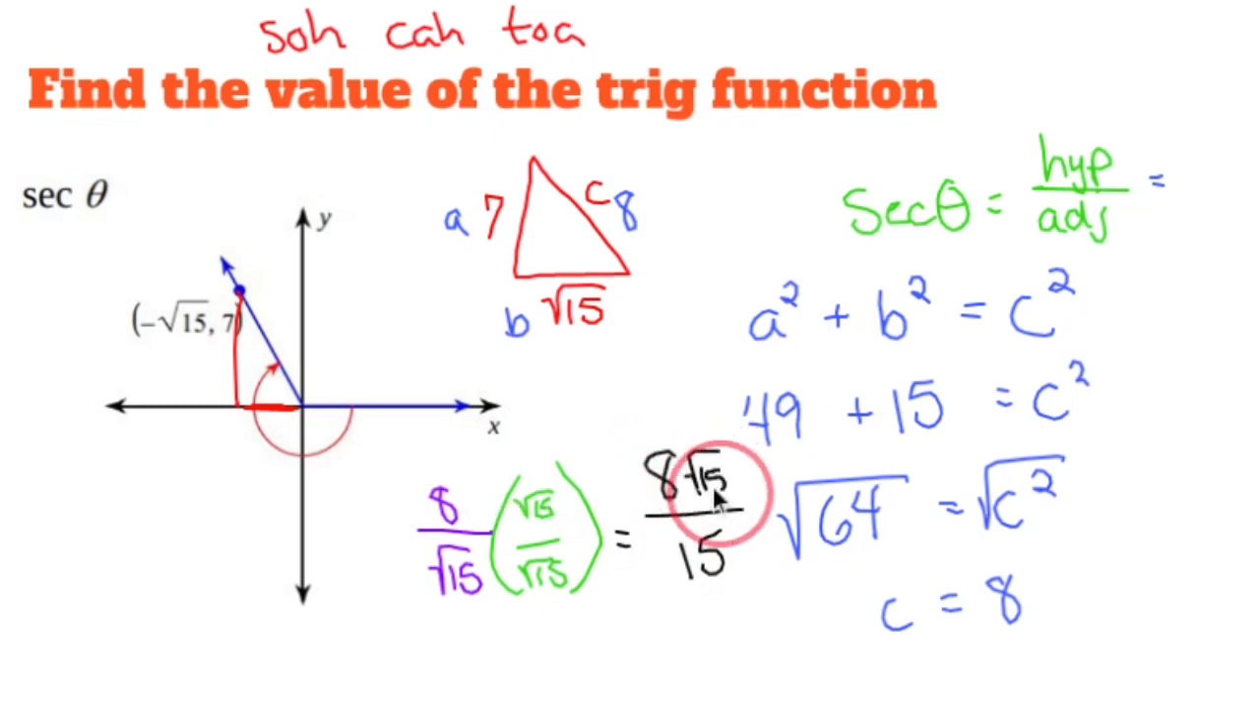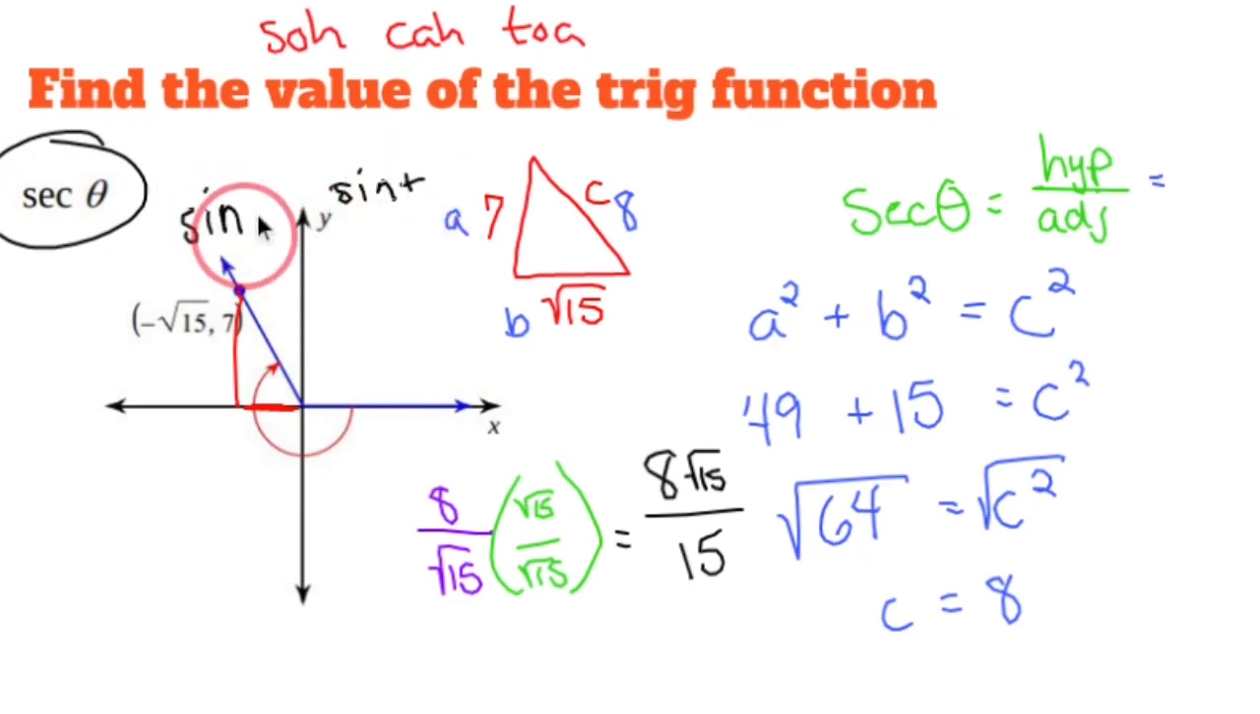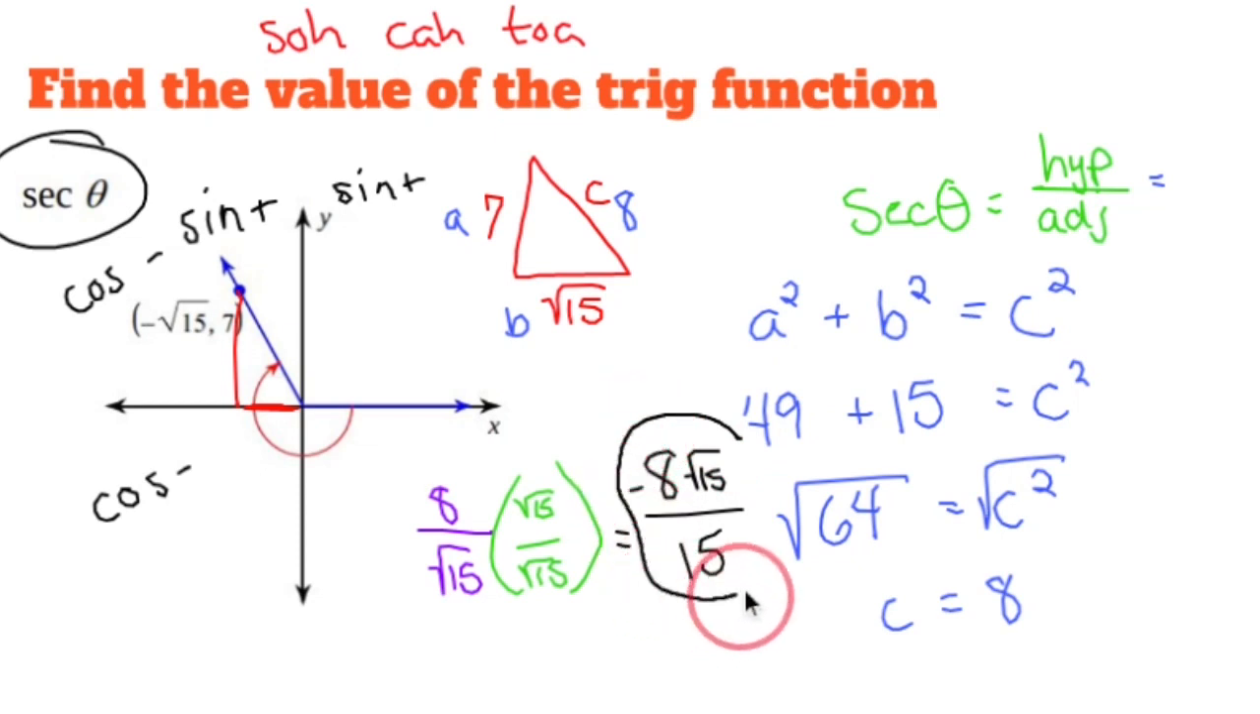Now, before we circle this and be happy and call this a day, we care about signs. Sine is positive here and positive here. Cosine is negative here and negative here. Secant is a cos function. And since everything happens in quadrant 2, this guy ends up being negative. Can't forget that little detail. Very easy to forget after doing all that work.